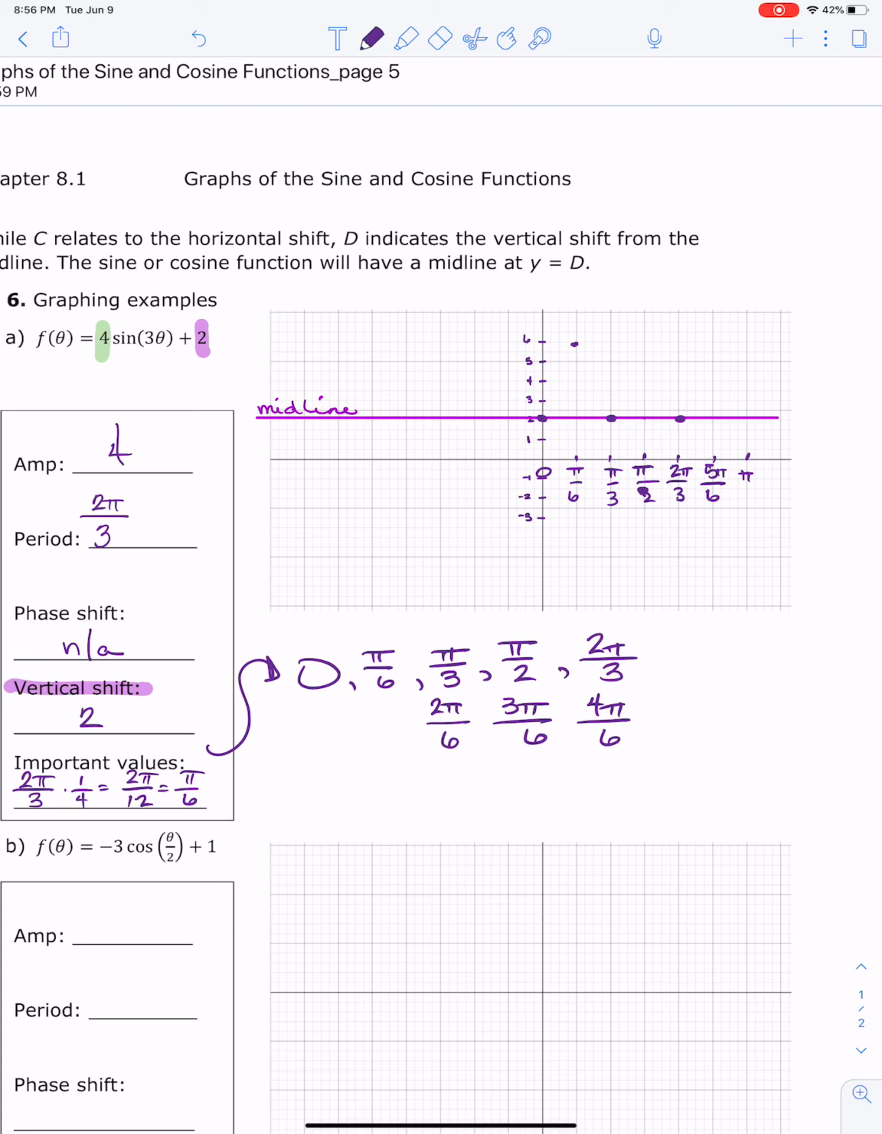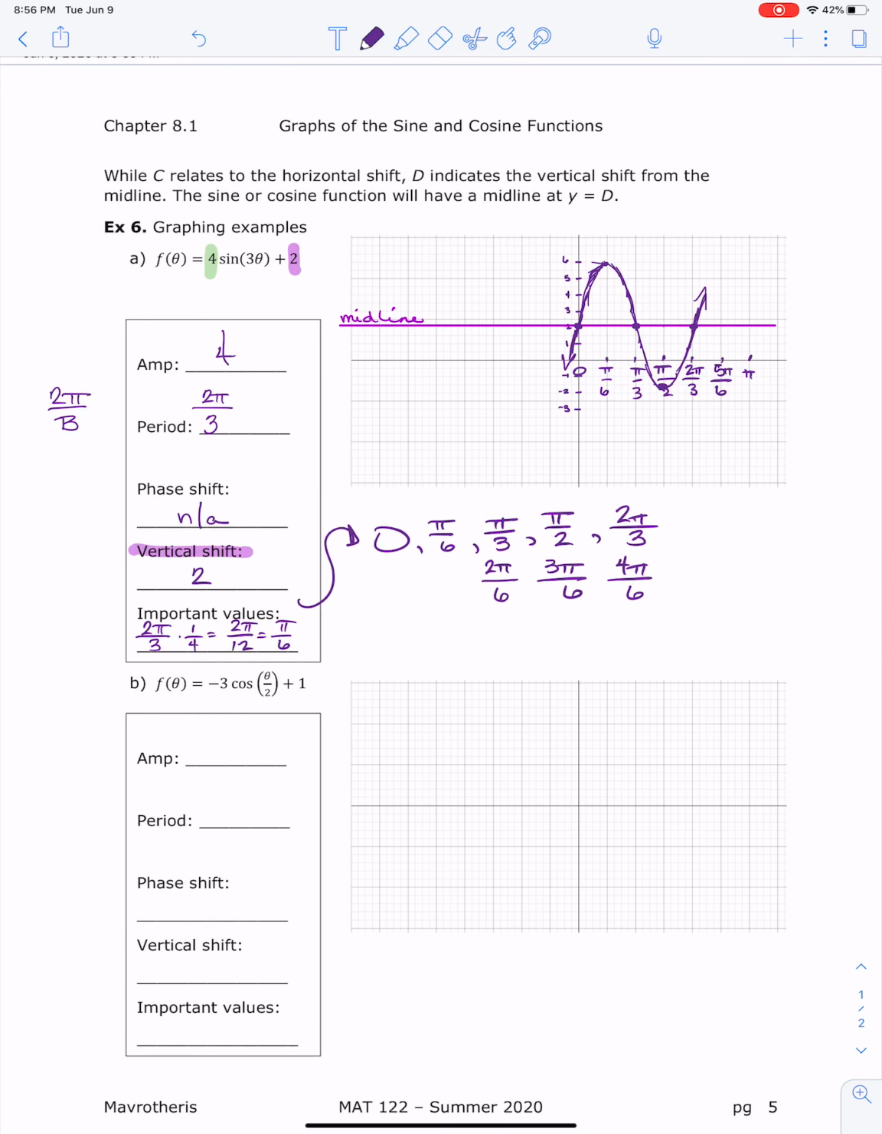And then I just want to sketch what I know that sine curve is supposed to look like, hitting these important points that I just plotted. For now, we are just going to graph one period. Keep in mind, this repeats on both sides. And there we go. That is 6a. So let's take a look at 6b.